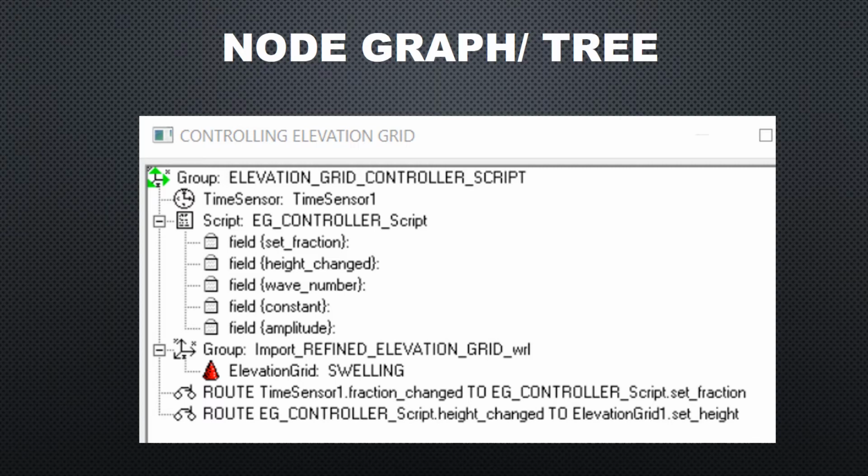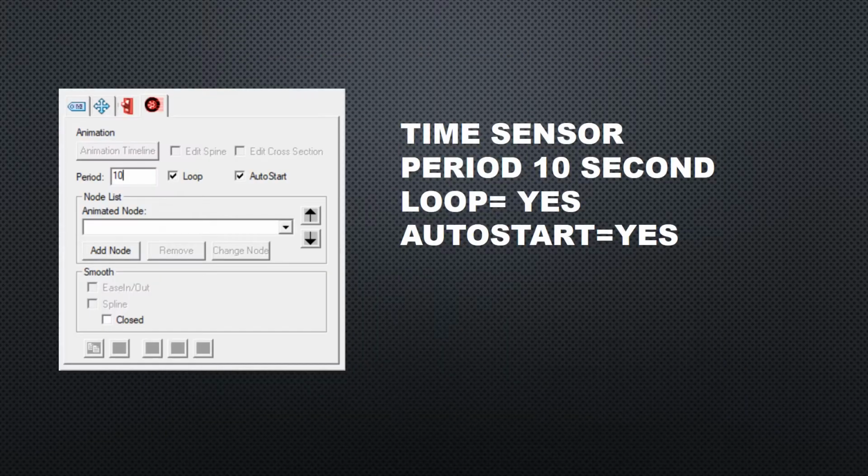So this will be the node graph or tree for the elevation grid controller script. We will be having one time sensor, one script, one elevation grid and two routes. The time sensor is a simple time sensor having a period of 10 seconds, and we have to check the loop as well as auto start. That's why I have written S, meaning you have to check the loop as well as auto start.